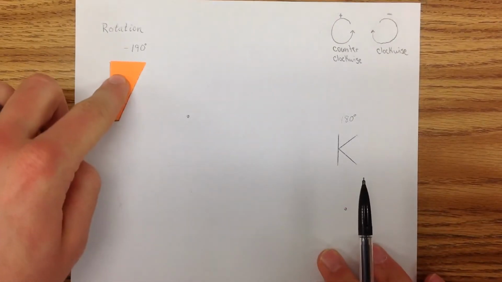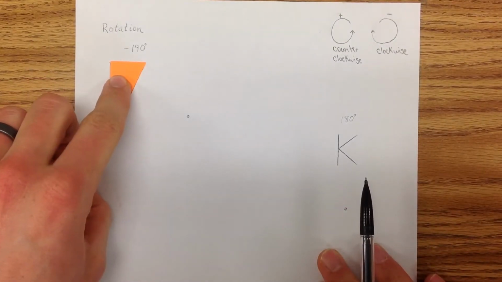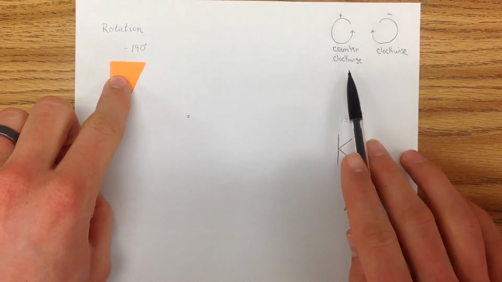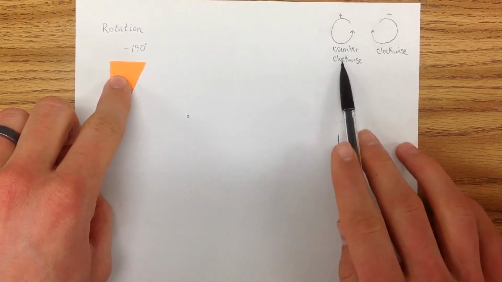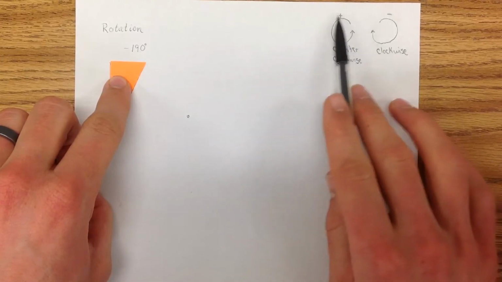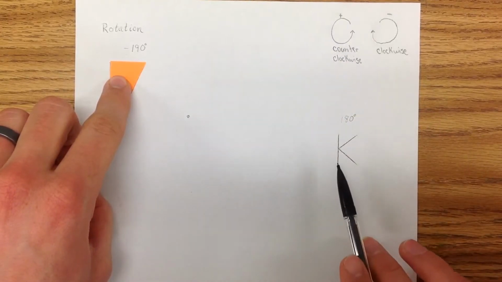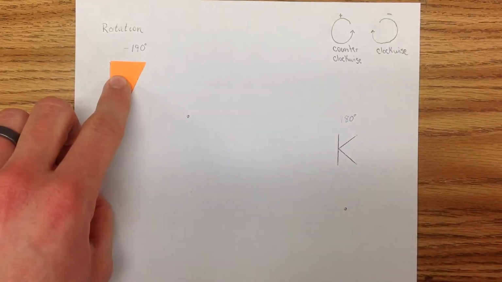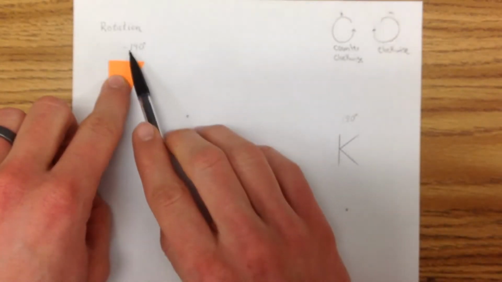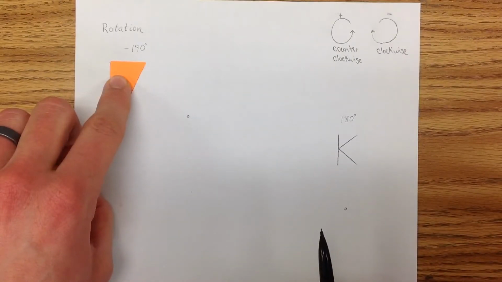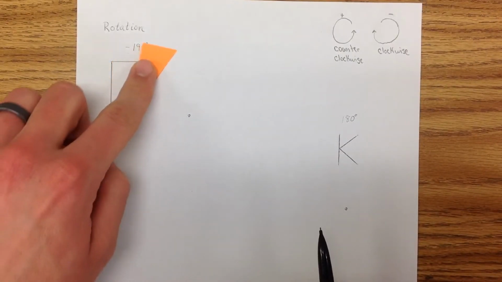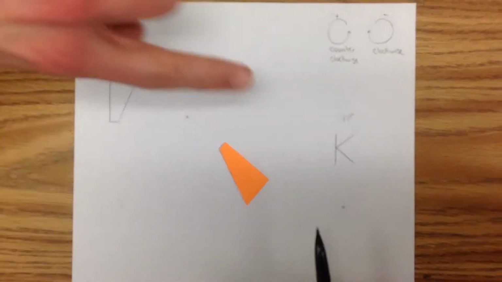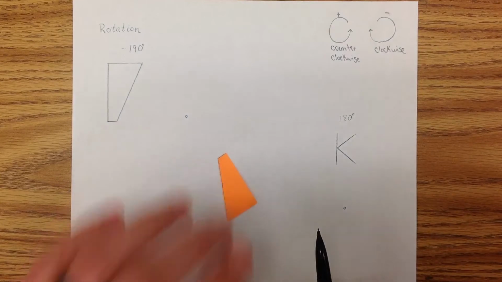So for instance, on this one, if I'm rotating it negative 190 degrees, remember positive is counterclockwise. So this direction is counterclockwise and that's positive. This direction is clockwise and that's negative. So if I'm going to rotate this negative 190 degrees, it means I'm going this direction. It's going to end up being something like this.